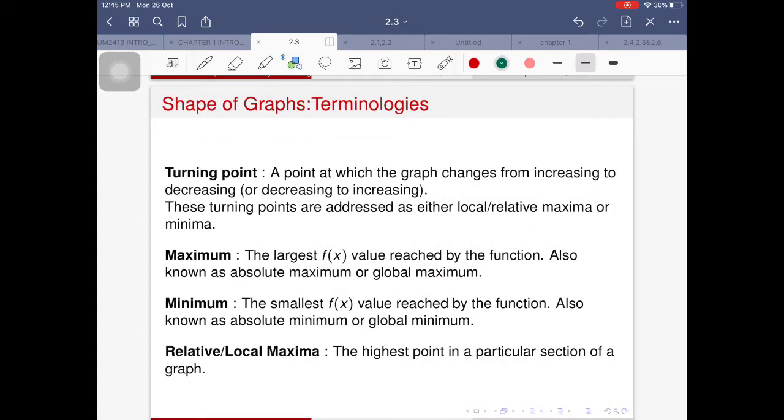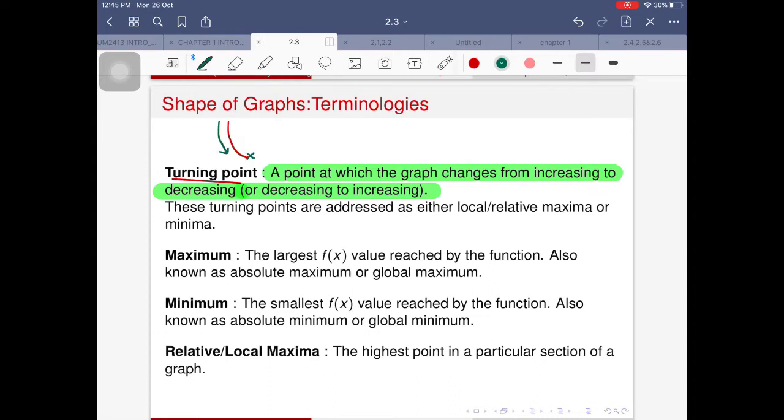Okay, so let's start with terminology, some terms that you're going to come across for graphs of functions. The first term that we're going to come across is called the turning point. So what is a turning point? A turning point is basically a point at which the graph changes from increasing to decreasing, or the other way around, decreasing to increasing.